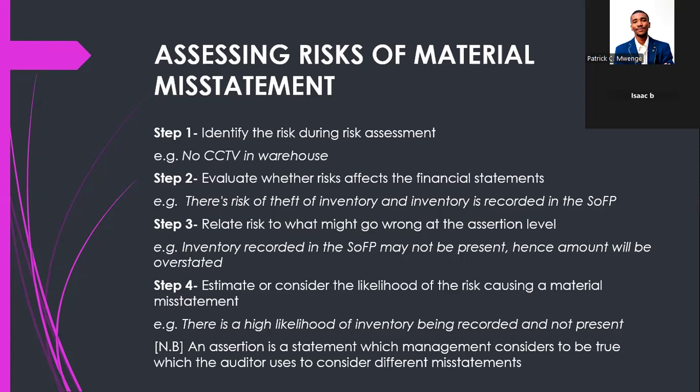We analyze and assess what the chances are that if inventory gets stolen, the inventory figure in the statement of financial position is going to be wrong. It's going to be inaccurate. So there are higher chances, the likelihood, the percentage, or the probability of a risk of material misstatement is high. Note below, an assertion is just a statement which management considered to be true, which the auditor uses to consider different misstatements.